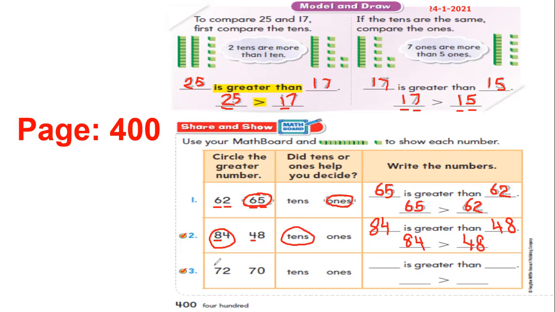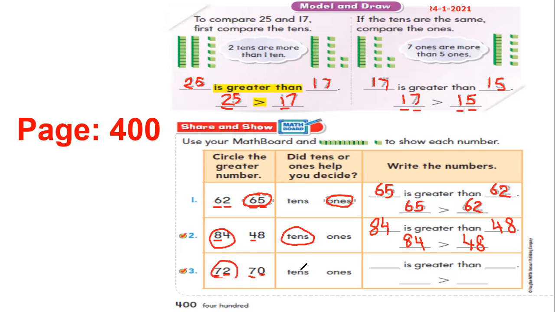Now, question number 3. We have 72 and 70. So I'm going to take the first 7 and 7. I cannot compare. So now I'm going to take the number 2 and 0. So compare 2 and 0. You have 2 chocolates and you have 0 chocolates. Which is greater? Which is more? That's the number 72. So we are going to circle the number 72.